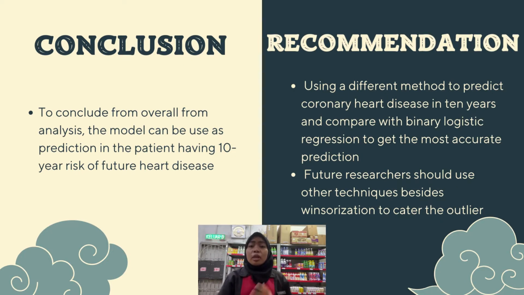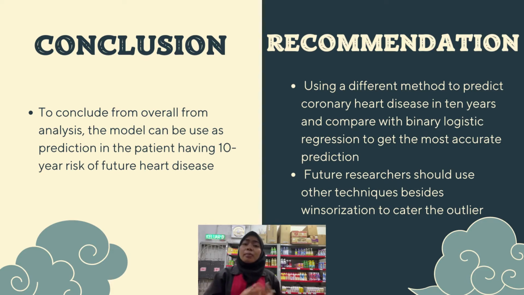Based on the result, we can assume that 16.4% of the total variance in the 10 years of coronary heart disease will be explained by all the predictors that have been provided. To conclude, from the overall analysis, the model can be used as a prediction for the patient having the 10 years risk of future heart disease. The significant factors included in the model for the prediction are the amount of cigarettes taken per day, glucose level, and the total cholesterol.